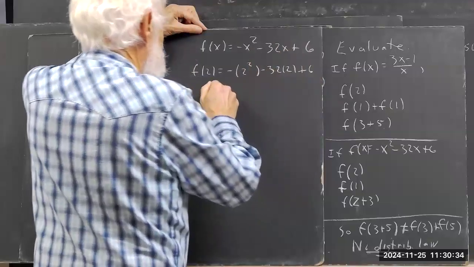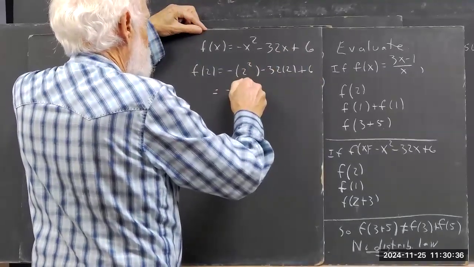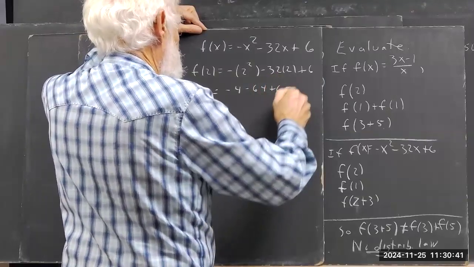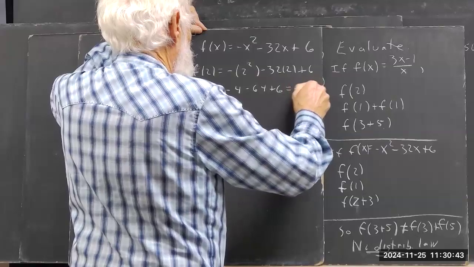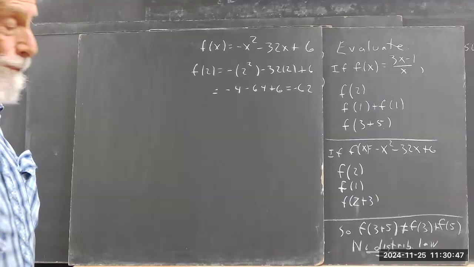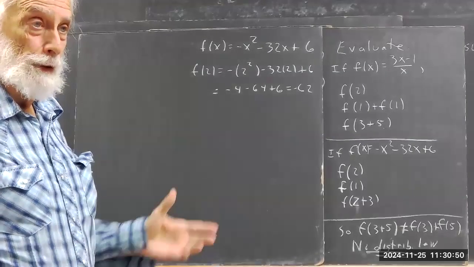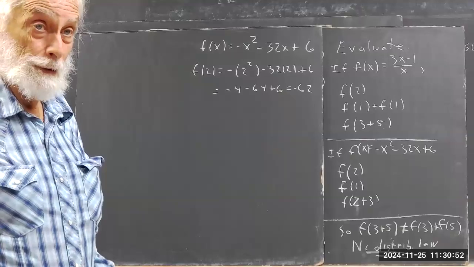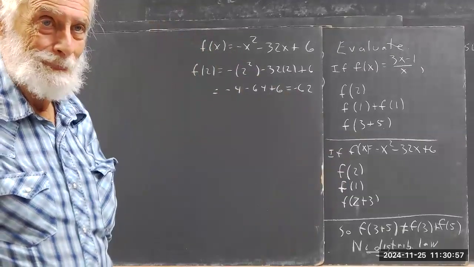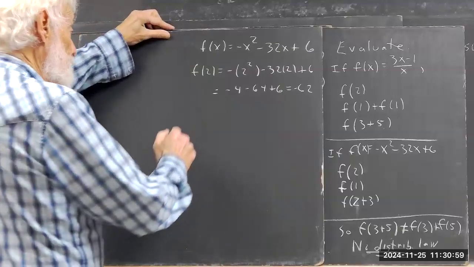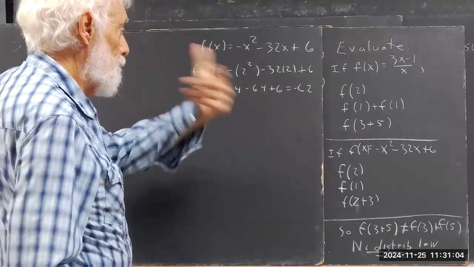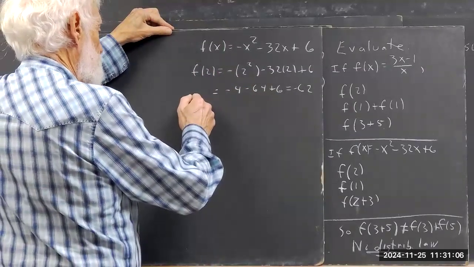And at this stage, everybody's good. You're going to have minus 4 minus 64 plus 6. And that comes out negative 62, if I did my arithmetic right. Okay. I don't even bother to check some of my arithmetic if I'm not going to use the result later. So anything that I do with arithmetic, be skeptical. Go back and check it out if you're not sure. If you got something different than negative 62, then either I did something wrong or you did, and you can figure it out.